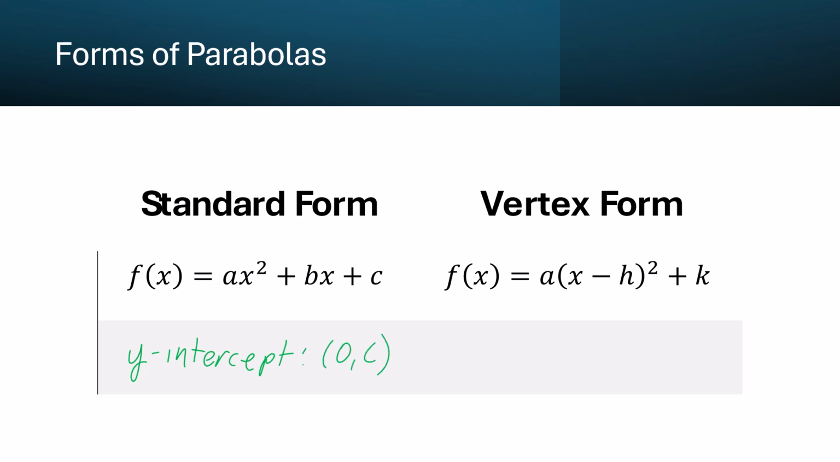Now in vertex form, it's always going to be written in the form a times (x minus h) squared plus k, where the h and the k are going to tell us the vertex. And it's always going to be the ordered pair (h, k).